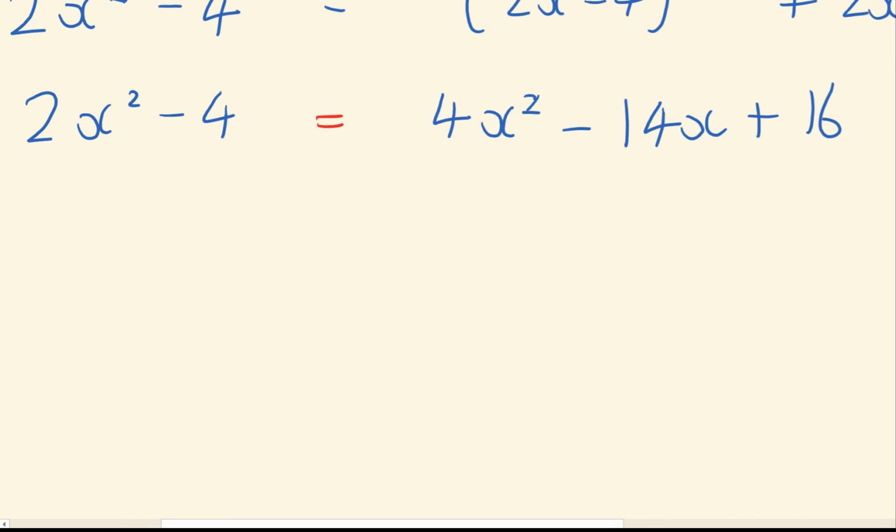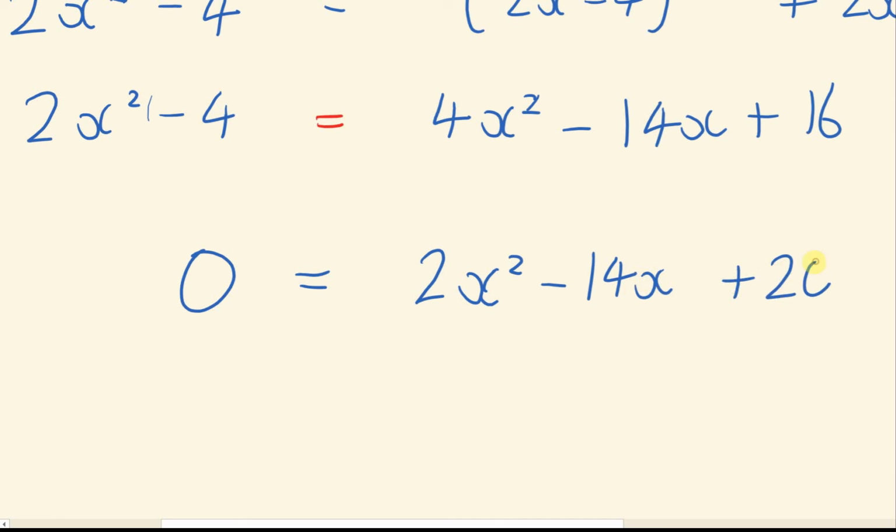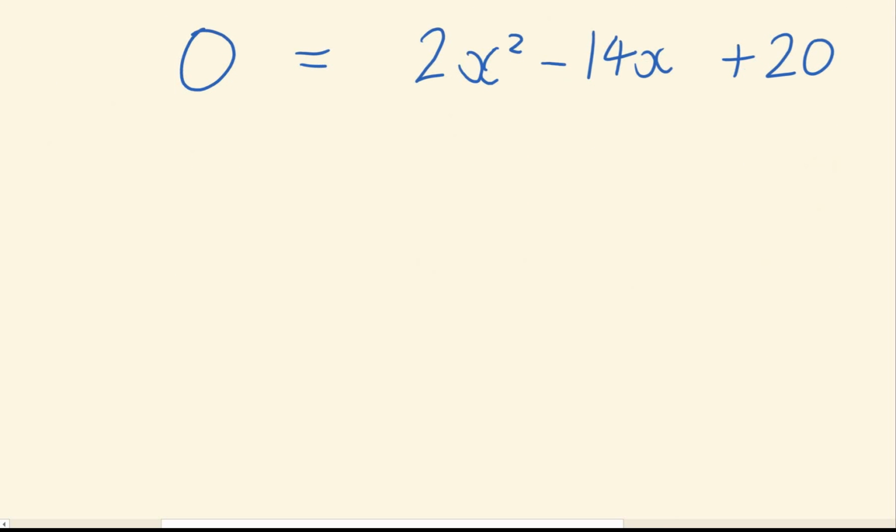Okay, this is going to be an ordinary quadratic, because that's my biggest power of x. The way you solve a quadratic is you must make it equal to 0 first. So take away the 2x squared from both sides. Means this 4x squared becomes a 2x squared. The 14x doesn't change. And the opposite of minus 4 is plus 4. So this plus 16 becomes a plus 20. We're now going to solve this equation.